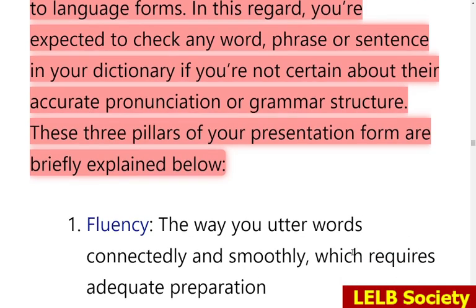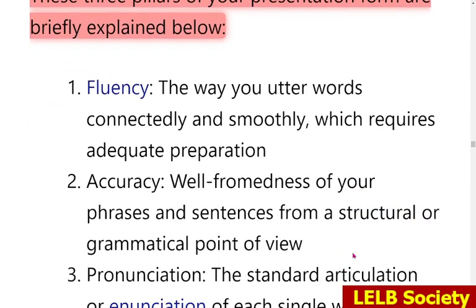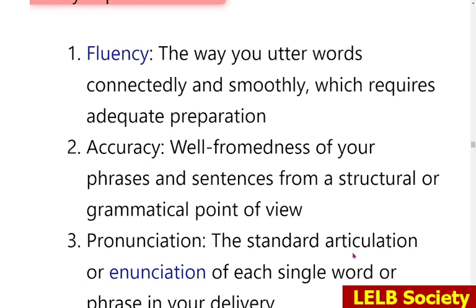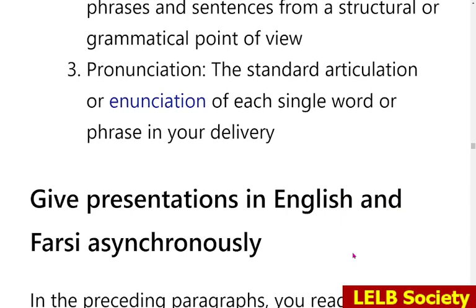These 3 pillars of your presentation form are briefly explained below. 1. Fluency, the way you utter words correctly and connectedly and smoothly, which requires adequate preparation. 2. Accuracy, well-formedness of your phrases and sentences from a structural or grammatical point of view. 3. Pronunciation, the standard articulation or enunciation or accurate pronunciation of each single word or phrase in your delivery.